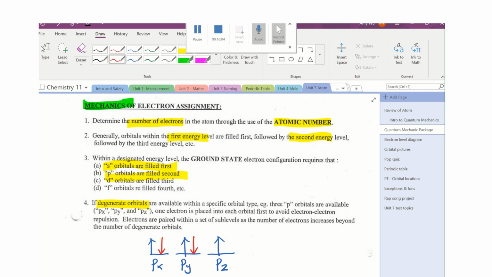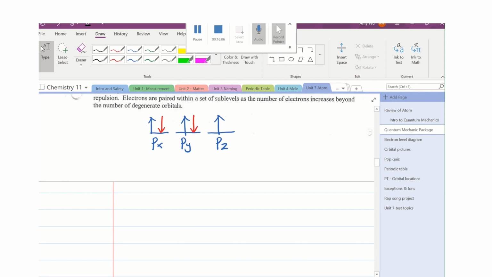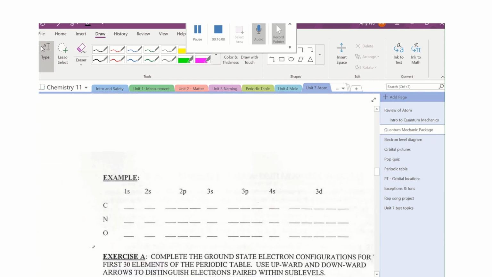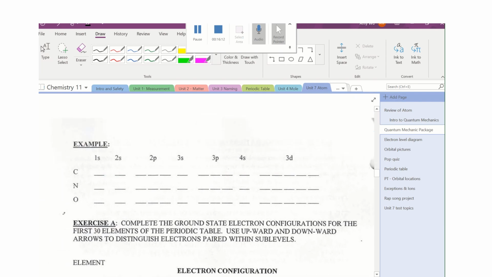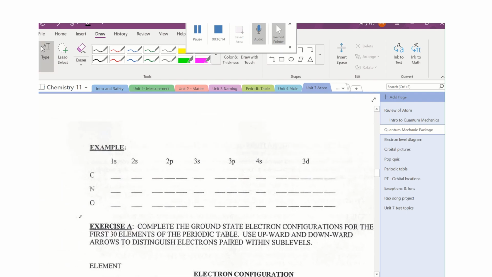Okay, a lot of talk so far. Now let's get into action. Let's actually do some work, some filling of electrons. We're going to follow these 4 steps, and you can always refer back to page 3 for the rules. Step number 1, we figure out the number of electrons. Carbon, remember, is 6, right? So that means carbon has 6 electrons.